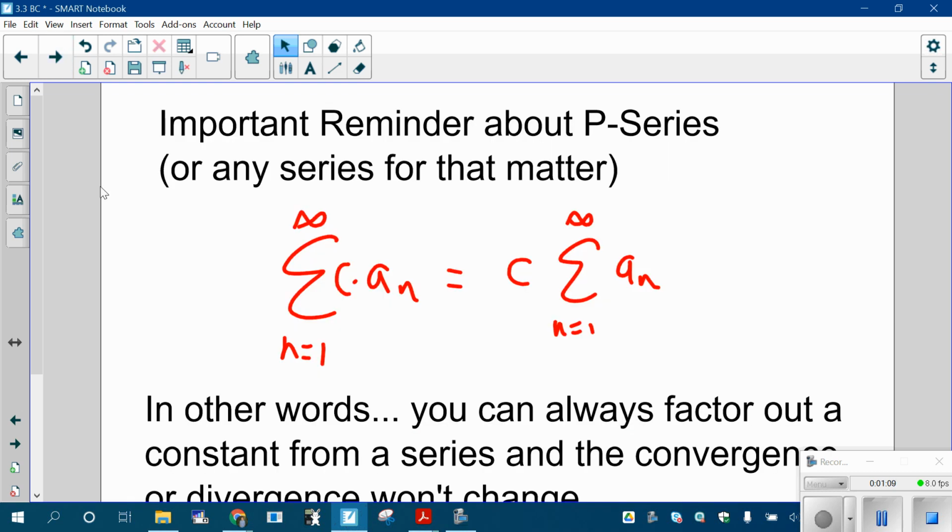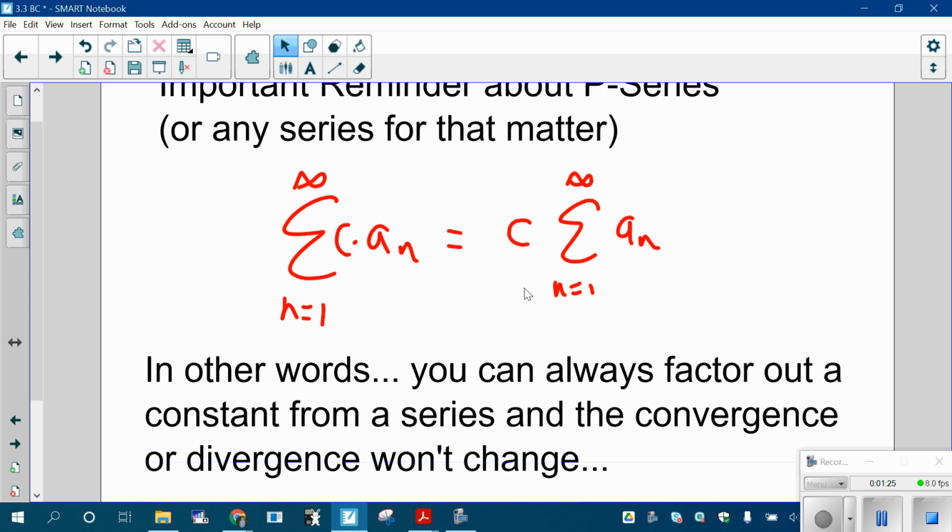We just wanted to give you guys a quick reminder about P-series, or for any series for that matter. If you have a constant connected to a series, you can just take out that constant. Because we're always just asking about convergence and divergence, if this series converges, then 12 times that series converges. If this series diverges, it goes to infinity, then 12 times it goes to infinity. So taking out that constant is never going to change the convergence or divergence, which is what the questions are always asking you. So that's just a general comment.